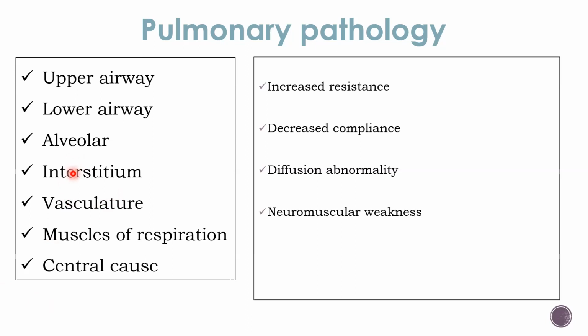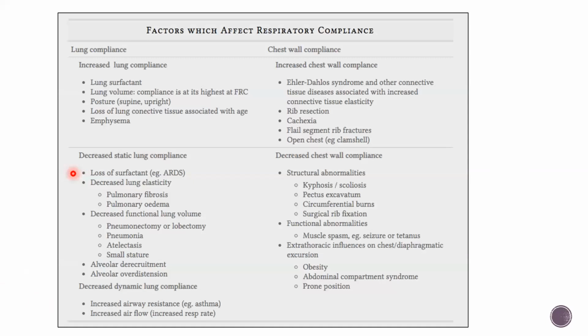Neuromuscular weakness because of GB syndrome or anything, where the muscles involved in the respiration are going to get affected, and disorder of controlled breathing because of neurological reasons. So these are the various physiological causes of increased lung compliance, increased chest wall compliance, decreased lung compliance. Increased lung compliance is not the scenario that you'll face. You'll face decreased lung compliance because of loss of surfactant in ARDS, or lung fibrosis or pulmonary edema due to heart conditions, or because of pulmonary pathology also.